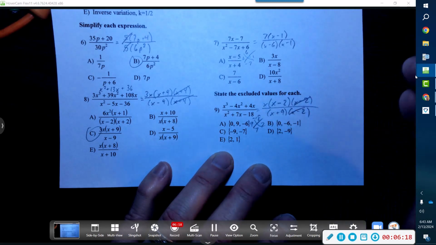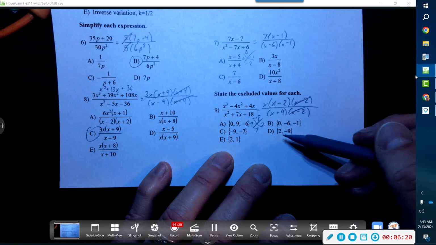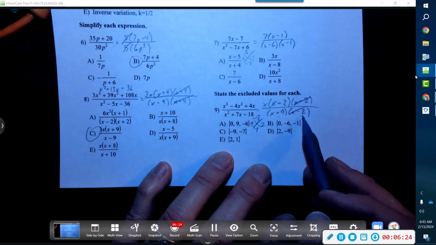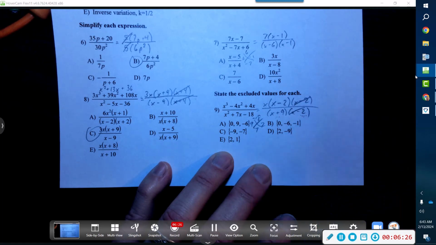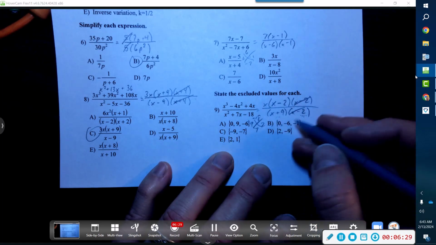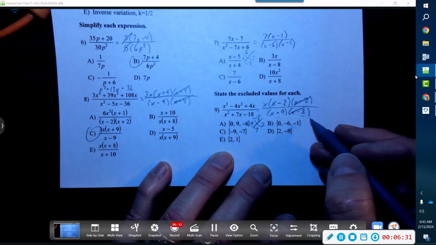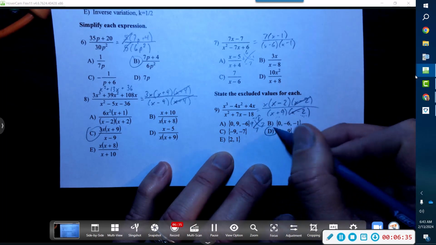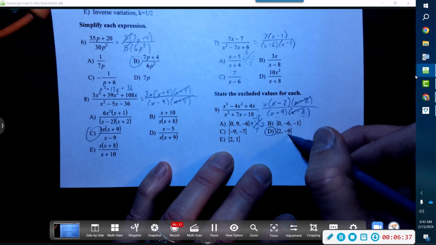And, oh, wait a minute. They just wanted excluded values. Okay, well, I can't have a negative 9, and I can't have a positive 2, and that's it. Okay, I didn't even have to factor the numerator. I just factored the denominator. So that's cool. Looks like negative 9 and positive 2 are no-goes.